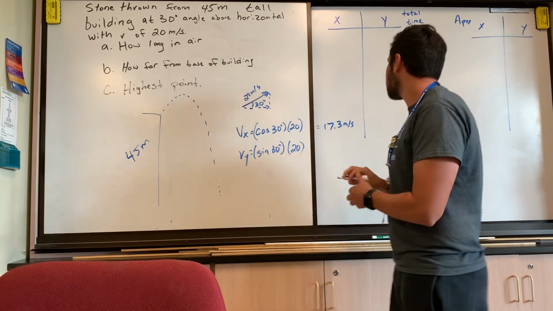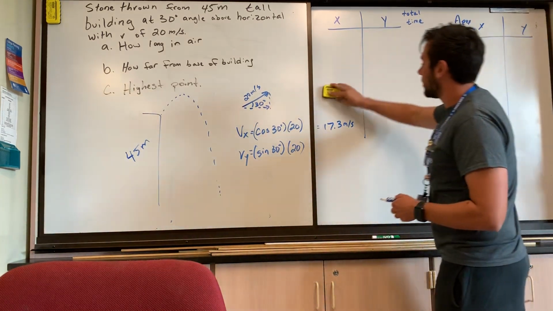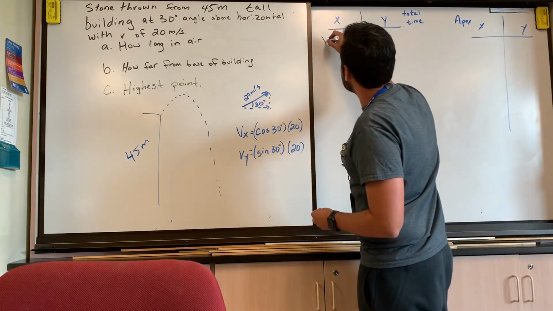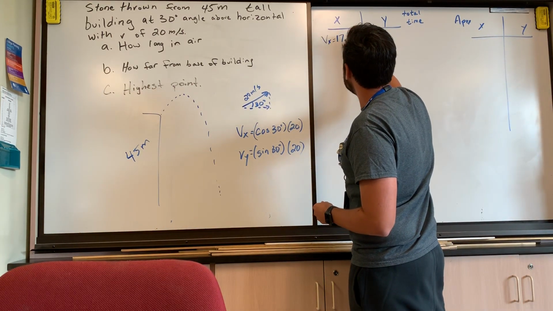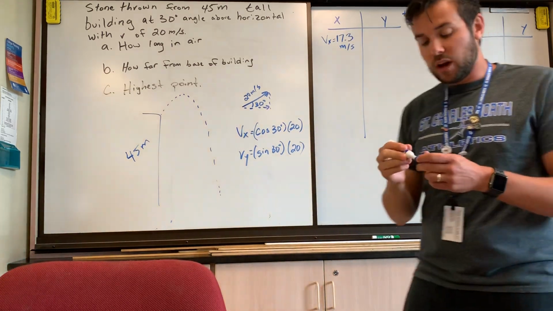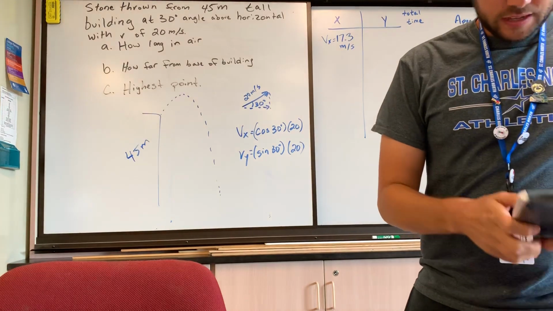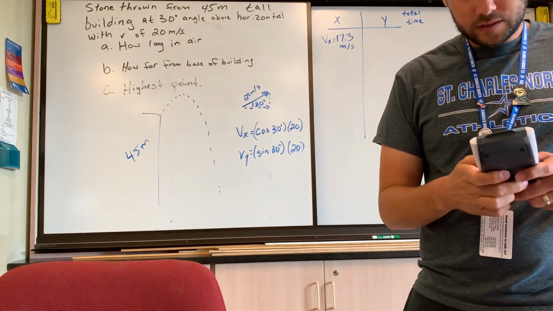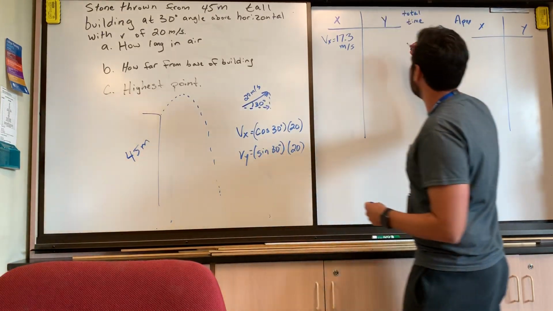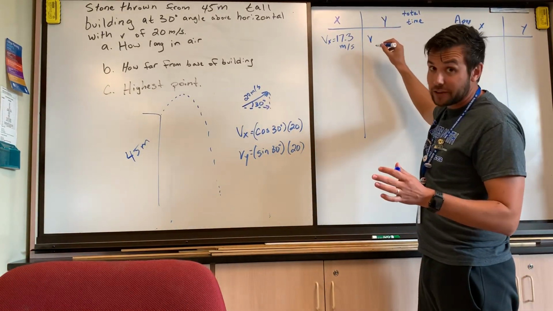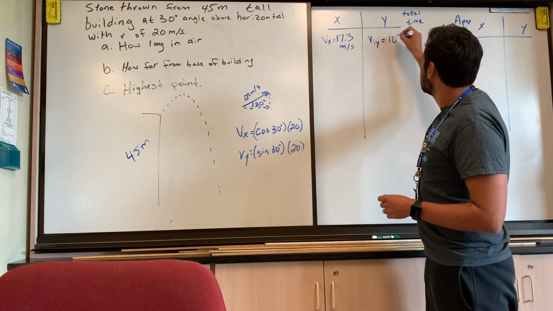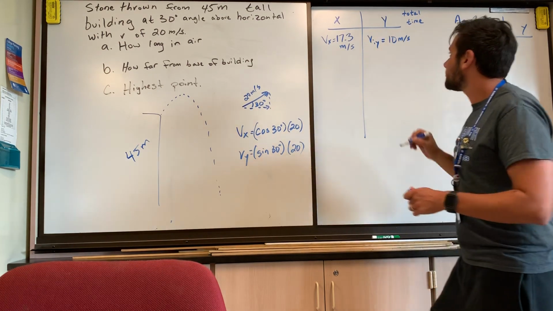That's our Vx. I'm going to write this in our x column. So I've got a Vx of 17.3. And my Vy is sine 30 times 20, which is 10, because sine of 30 is 0.5. Probably could have done that a little bit faster in my head. Vy is 10 meters per second.